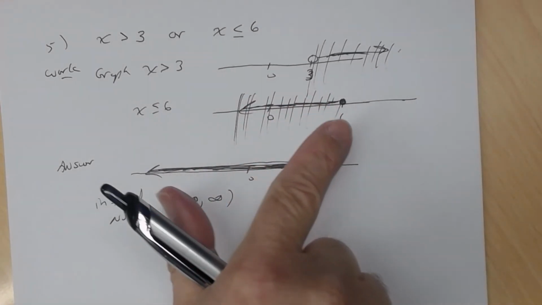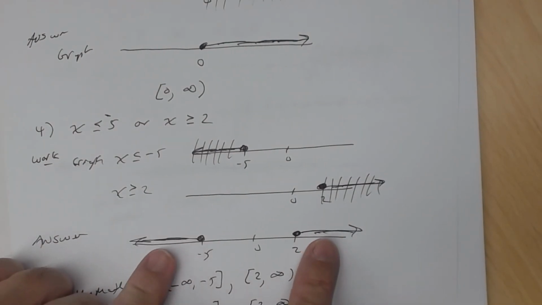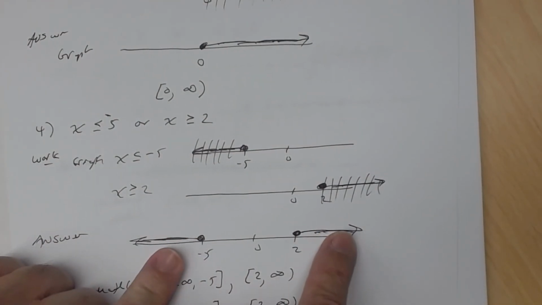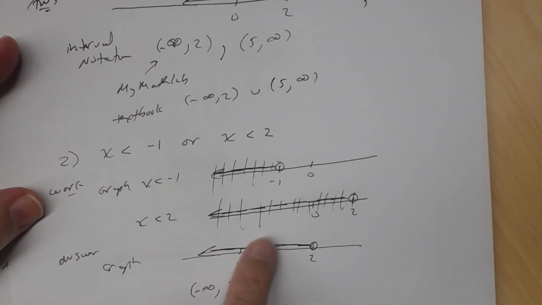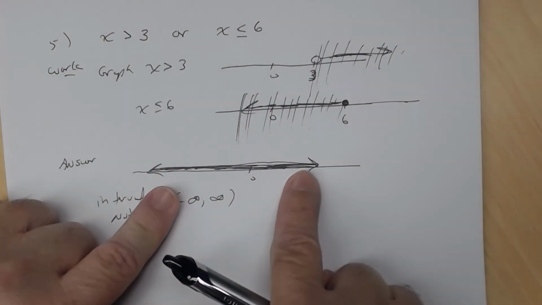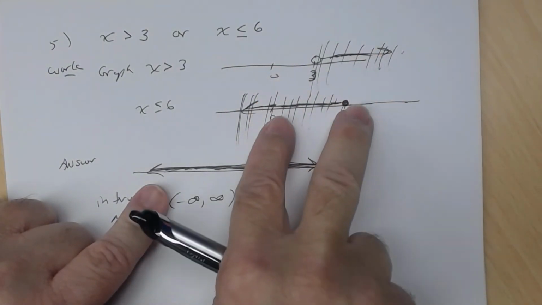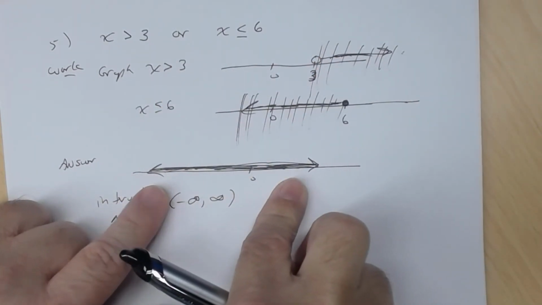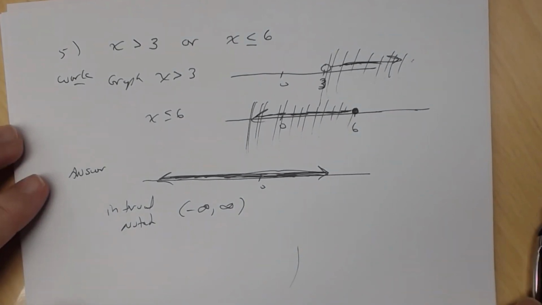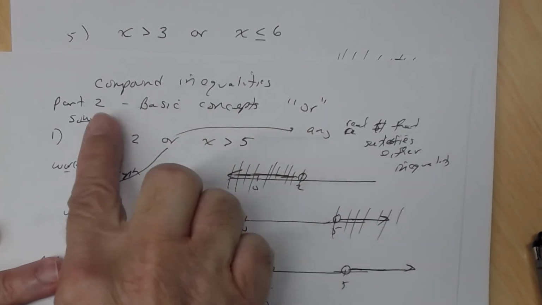So notice that when doing an OR statement, sometimes you'll get your final answer being 2 parts of the number line, just like this. Sometimes you'll get your final answer being just 1 part of the number line, like this. And then sometimes it's going to be the whole number line. Any real number is a solution. And notice how your work looked. Remember, this is your work, this is your answer. Okay, so that's going to take care of the OR compound inequality.